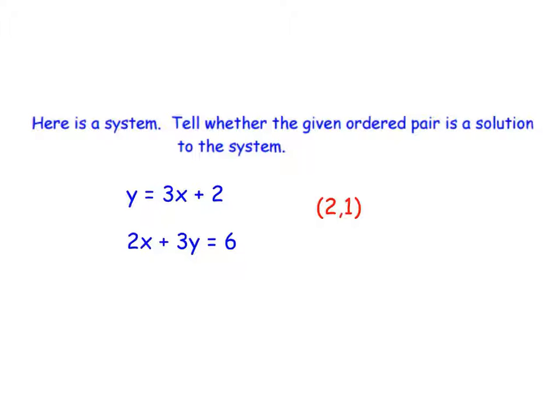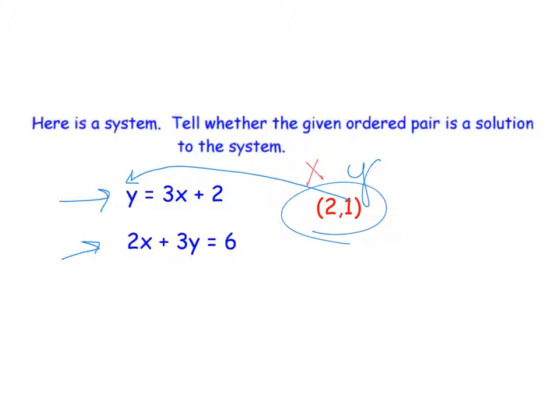Sometimes we might be asked to check an answer. I want to know if I were to graph these two lines, would they cross at 2, 1? All I need to do is check it. Now, I don't need a graph to check it. Remember, in an ordered pair, the first number stands for x and the second stands for y. So let's take this x and y and plug it into these equations. Okay, let's plug it into the first one here. I take the y coordinate and I put it right there. 1 equals 3. And I take the x coordinate and I put it right here. So times 2 plus 2. Let's solve that.